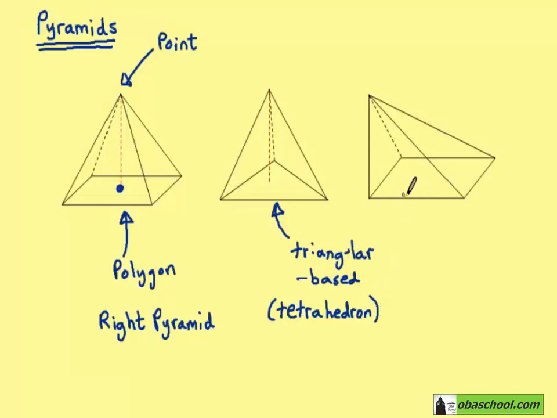Here we have a pyramid where the vertex is not above the center of the base. It's a rectangular-based pyramid, but it is not a right pyramid since the vertex is not above the center of the base.